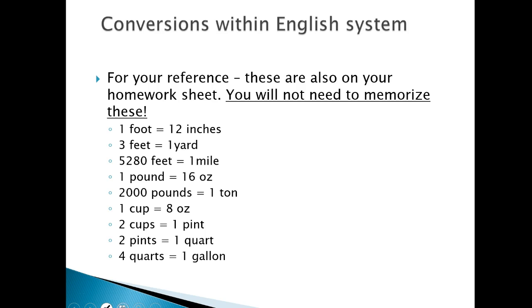So, this is conversions within the English system. I realize it doesn't make a whole lot of sense to you, because it doesn't make a whole lot of sense to anyone, actually. The metric system is significantly better, but for right now, we're going to deal with stuff that you're familiar with. So 1 foot is 12 inches, 3 feet is 1 yard, 5,280 feet is 1 mile. A pound is 16 ounces, 2,000 pounds is a ton, and a cup is 8 fluid ounces. 2 cups is a pint, 2 pints is a quart, 4 quarts is a gallon. Makes no sense at all, but it is what it is.